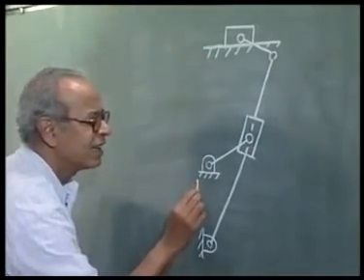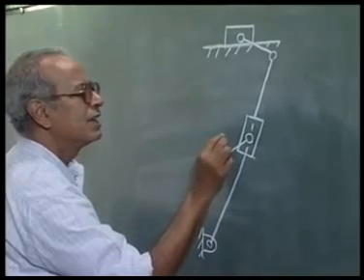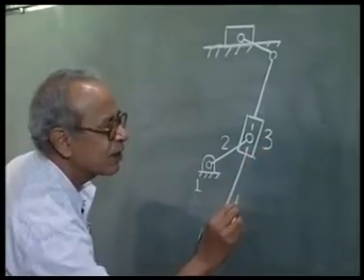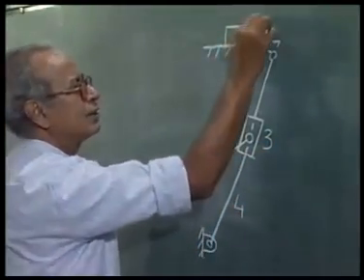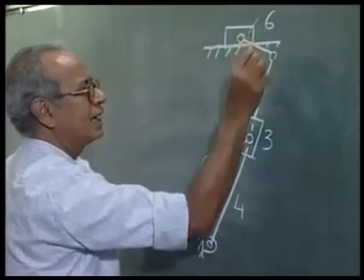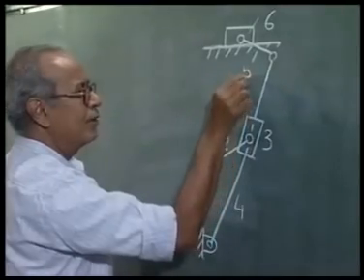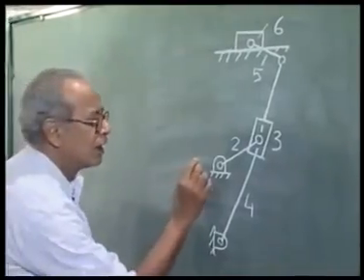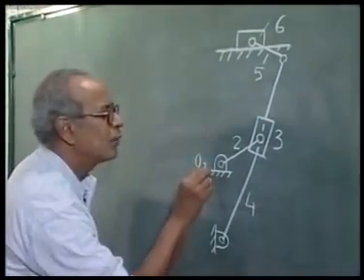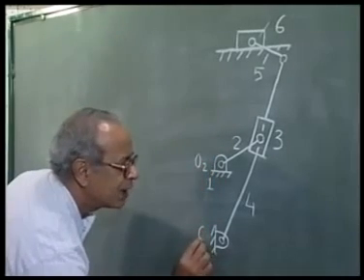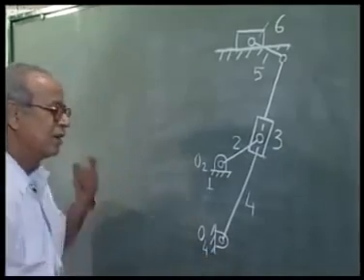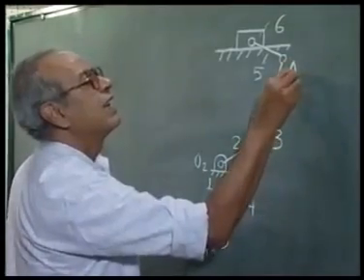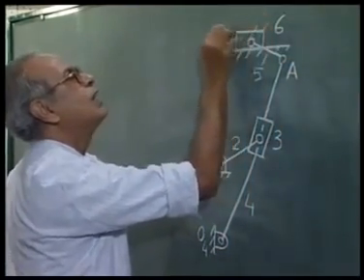This is the fixed link number 1, this is the bull gear, the input link number 2, this is the block link number 3, this is the slotted lever link number 4, this is the tool holder link number 6, and this link is link number 5, which connects the tool holder to the slotted lever. Let me call this point O2, the point fixed on link 2, this point O4, that is the point fixed on link 4, this point let me call A, and this point let me call B.